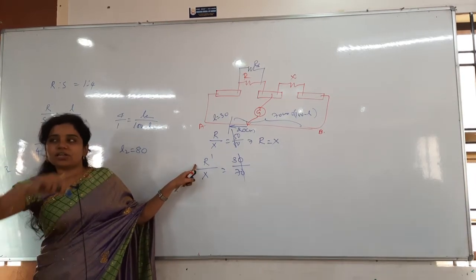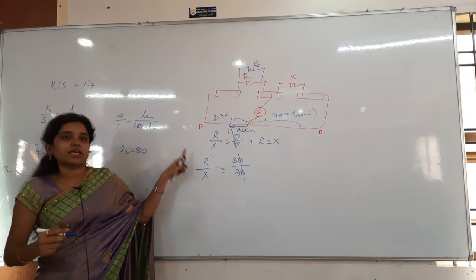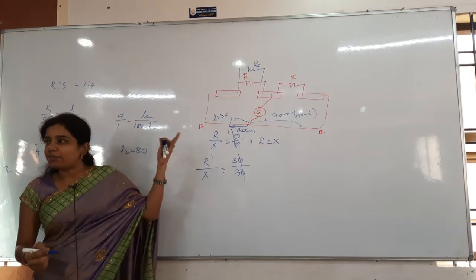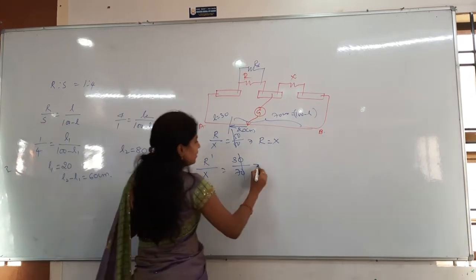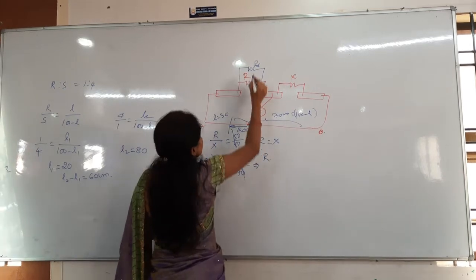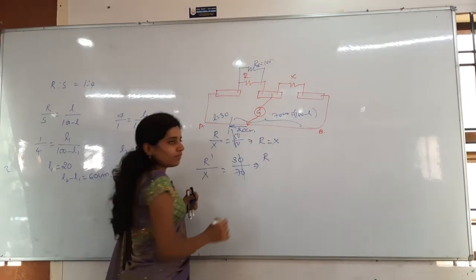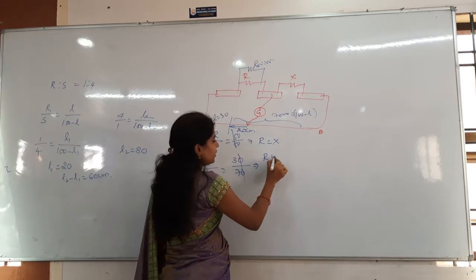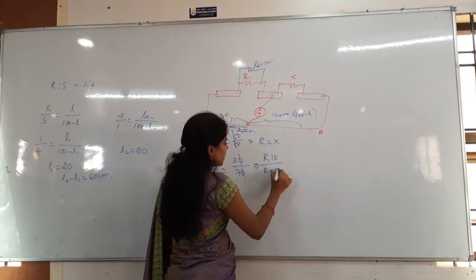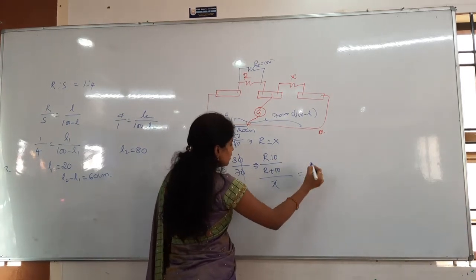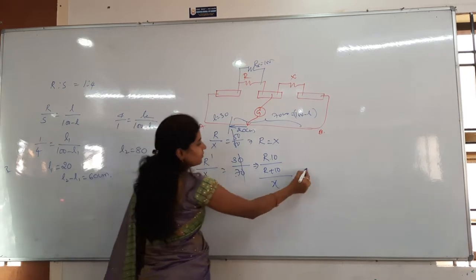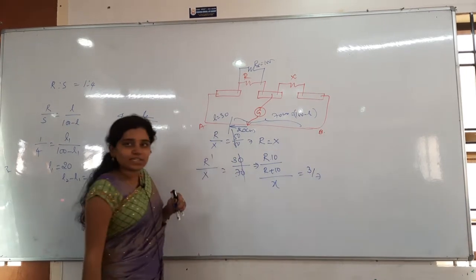R dash is equal to the total resistance, the net resistance, right? What is that? R into RS by R plus RS. So here R into RS, how much am I saying here? 10 ohms, which I have been given. So R into 10 by R plus 10, divided by X, is equal to how much here? 3 by 7. You are understanding the problem, right?